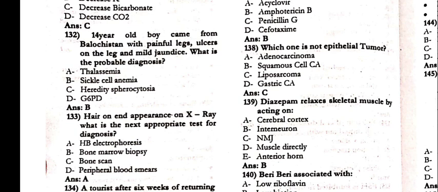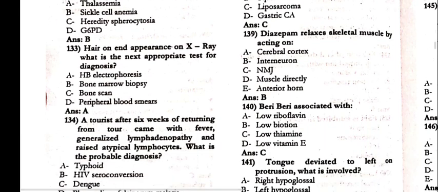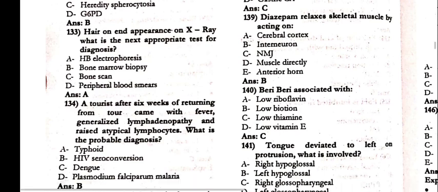132, a 41-year-old boy came from Balochistan with painful legs, ulcers on the leg and mild jaundice. What is the probable diagnosis? That is sickle cell anemia. 133, hair-on-end appearance on the X-ray. What is the next appropriate test for the diagnosis? That is Hb electrophoresis.